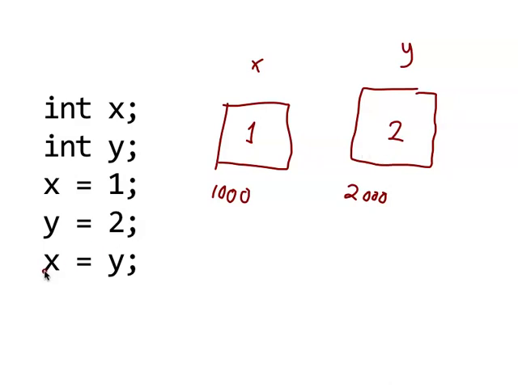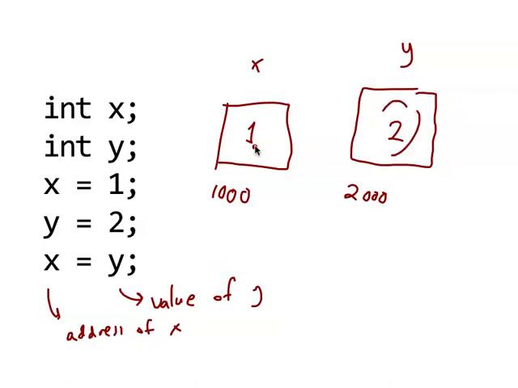And when I assign x equals y, I look at the value of y, which is 2, and x I interpret as the address of x. So I take 2 and put it into x. So the content of x becomes 2. Okay? Everybody should understand this. It's a basic variable assignment.